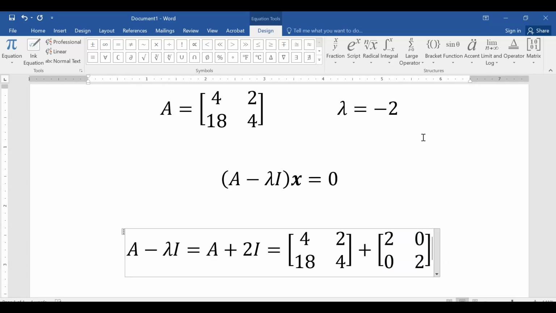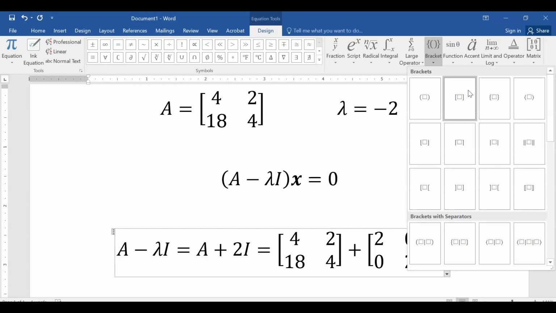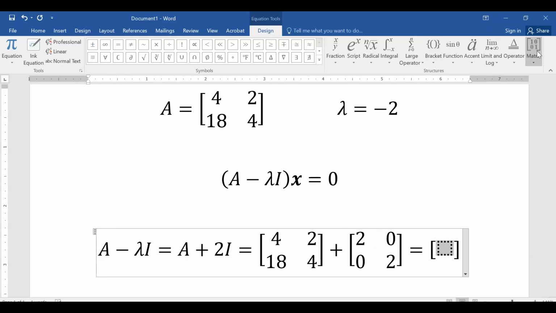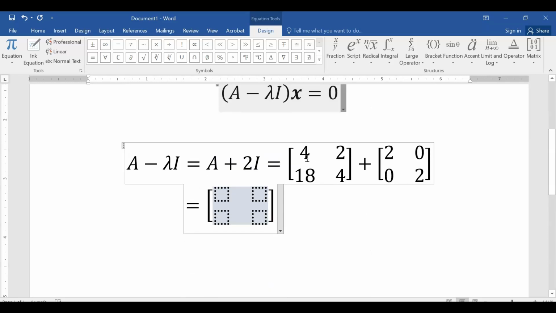Again, this is the 2 by 2 identity matrix. Otherwise, it wouldn't make sense to add. If we were in the 3 by 3 case, we'd do that. So A minus lambda I is going to be the sum of 4, 2, 18, 4 with 2, 0, 0, 2. So you'll notice what kind of a matrix we get: a 2 by 2 matrix. And what it's going to give me is 6, 2, 18, 6.